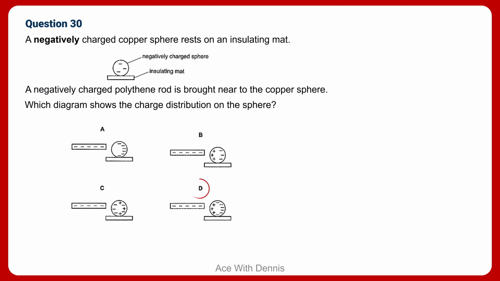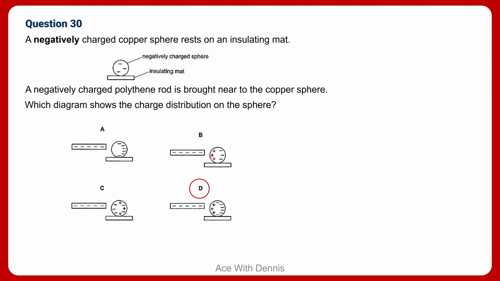The answer is option D. Okay, so first, option A is not correct because as you can see, when the negatively charged polythene rod is placed near the sphere, all the negative charges are repelled to the side here, the right hand side. But there are no positive charges at the left hand side, meaning that there are additional negative charges, which is not possible because the polythene rod does not touch the sphere. It is not possible to transfer the negative charges to the sphere.